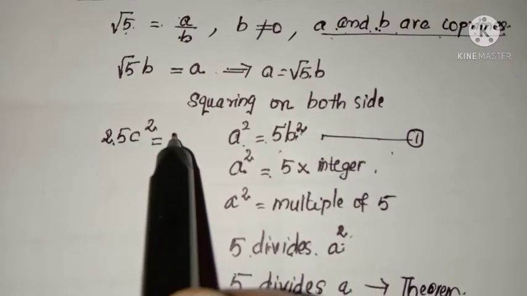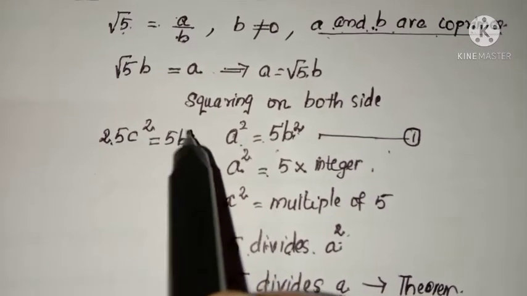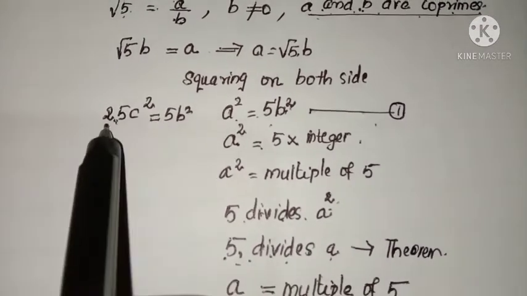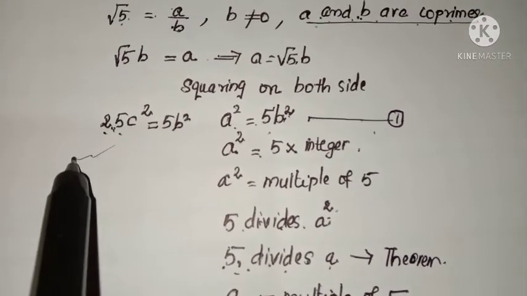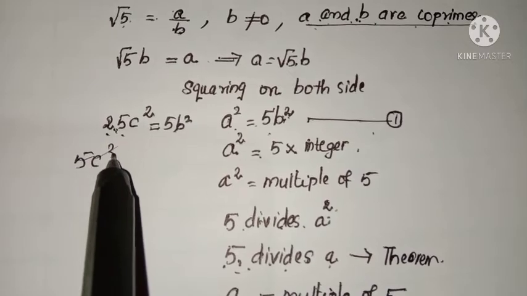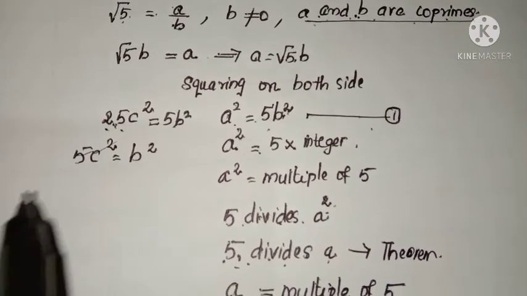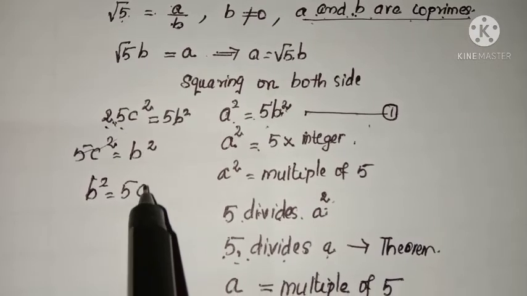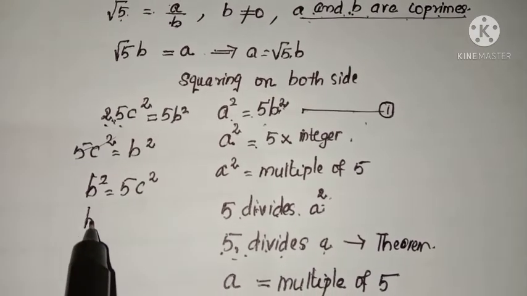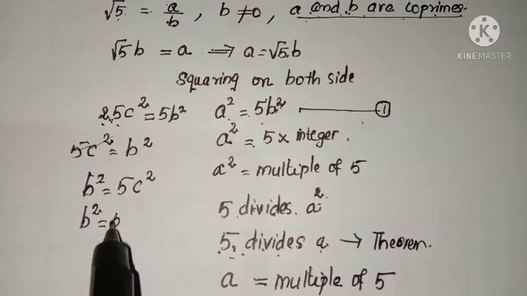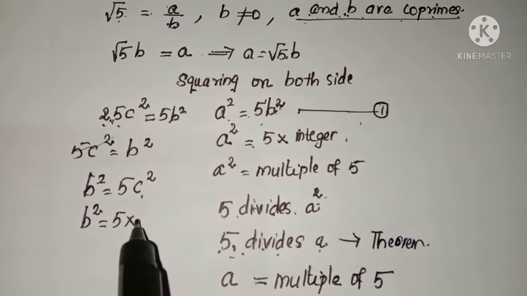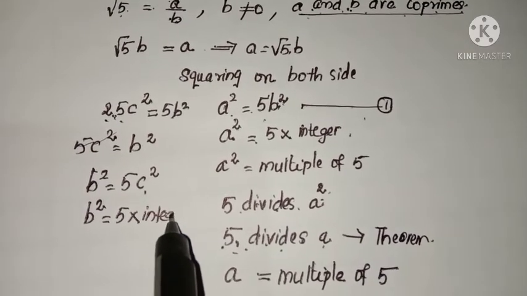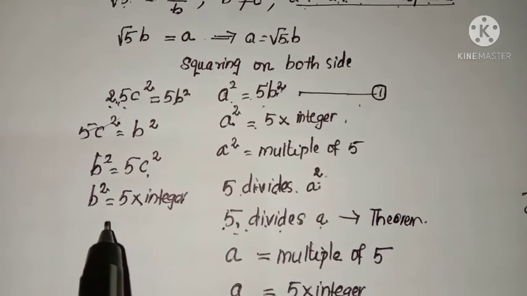So 25C² equals 5B². Here we can cancel 5 from both sides. So we get 5C² equal to B², or B² equal to 5C². That is, B² is 5 into C². What is C²? C² is a positive integer.